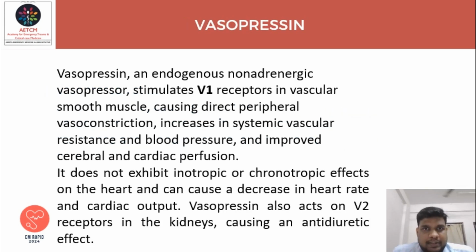Coming to the next drug, vasopressin. Vasopressin is an endogenous non-adrenergic vasopressor. It stimulates the V1 receptors in vascular smooth muscle, causing direct peripheral vasoconstriction, increasing systemic vascular resistance and blood pressure, and it improves cerebral and cardiac perfusion. It does not exhibit inotropic or chronotropic effects on the heart and can cause a decrease in heart rate and cardiac output. Vasopressin also acts on V2 receptors in the kidney, causing an antidiuretic effect.